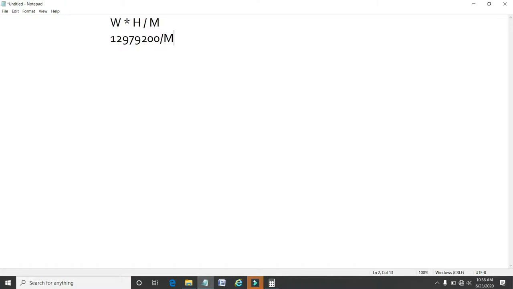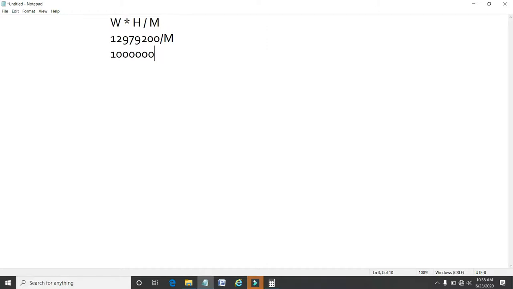Now students, what is the M? M means mega. In prefixes, mega means 10 raised to the power 6. It means 1 and six zeros, 1 2 3 4 5 6, that is 10 lakh, 1 million. So it means in 1 megapixel there are 1 million pixels.